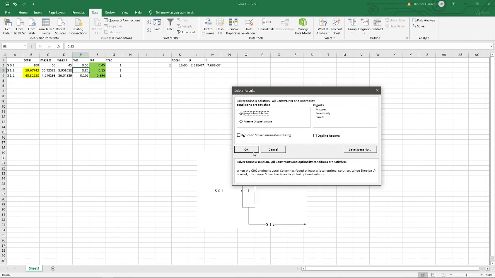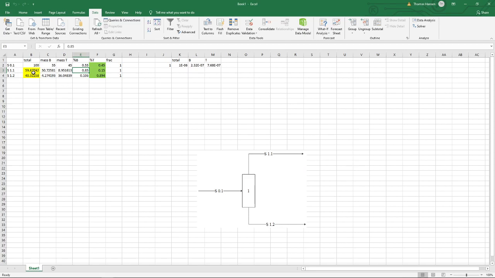Excel found a lovely solution for us. And we can then take a look at what has changed. Excel found that 59.6 kilograms will exit in the top and 40.3 will exit in the bottom. So that's basically how you approach solving a mass balance. This was one of the simpler ones.